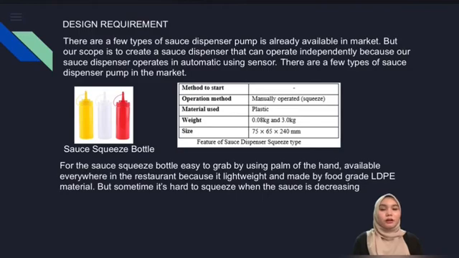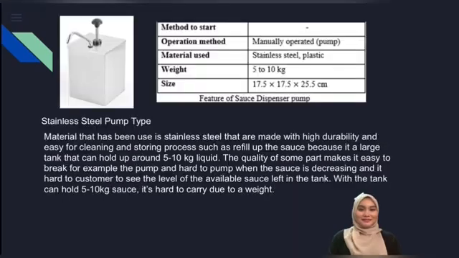Okay, for the design requirement of the squeeze bottle sauce, it is very lightweight and easy to grab by hand, so it is available everywhere in the restaurant. But sometimes it is very hard to squeeze out the sauce from the bottle as the amount of sauce is decreasing. Okay, for the stainless steel pail type, it has high durability and is easy for cleaning and storing. It also can hold up to 10 kg of sauce, but it is hard to carry due to its weight.